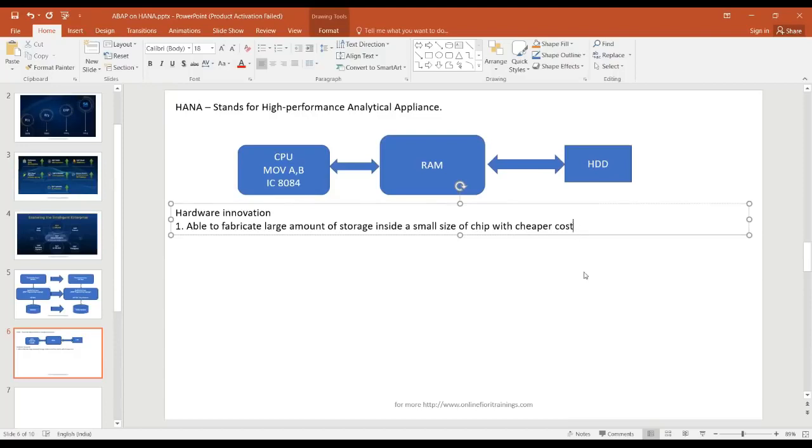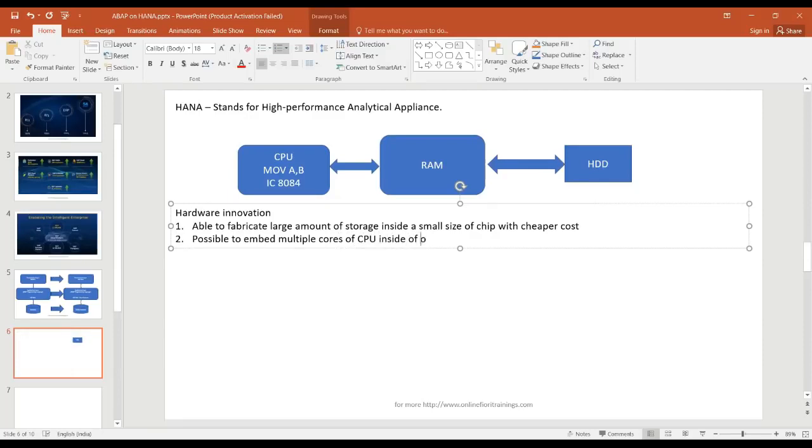You might have also observed that when you bought your first iPod and today when you buy a smartphone with terabytes of memory, it's very cheap as compared to what we used to buy in the past. That was the first hardware innovation. Once again, with the fabrication technique, it is also possible to embed multiple cores of CPU inside one single chip. Yeah. In the old days, you might have heard about Pentium 1, Pentium 2 processors, Celeron processors, right?